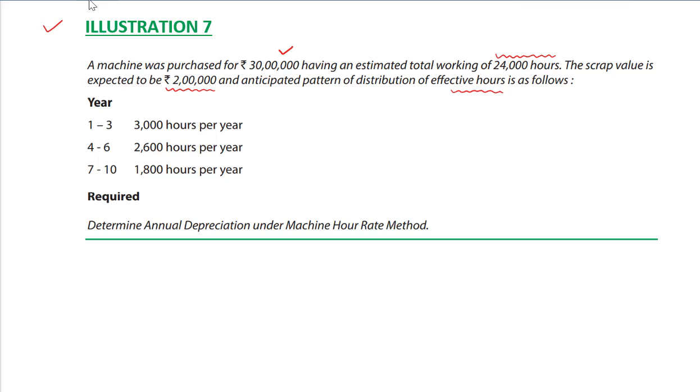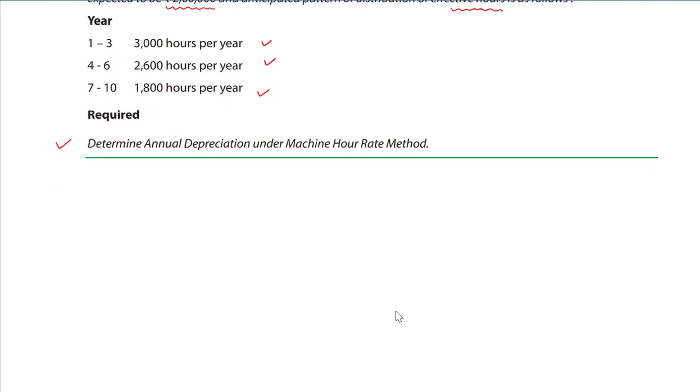From year 1 to year 3, 3,000 hours per year the machine will effectively work. From year 4 to 6, 2,600 hours per year. From year 7 to year 10, for 4 years, the machine will work for 1,800 hours per year. Determine annual depreciation under machine hour method. Quickly try to solve it.